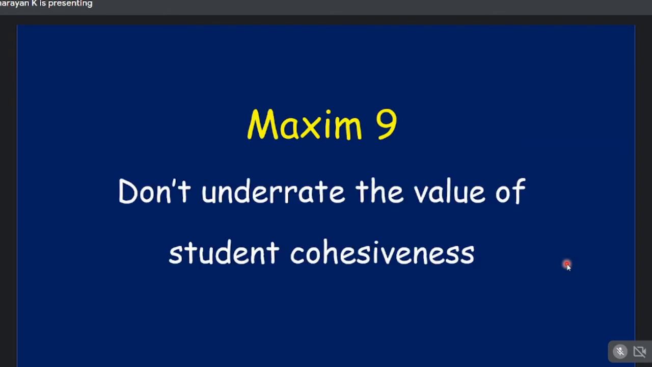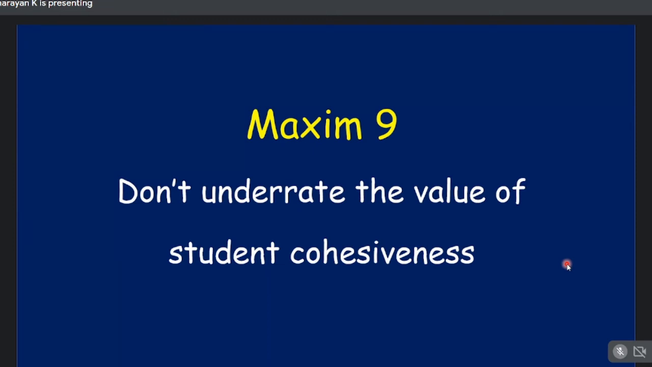Maxim 9, don't underrate the value of student cohesiveness. Today's students want to work together. They work in collaboration. Today's students are all what we call the alpha generation. Those born from 2011 onwards are referred to as the alpha generation. Prior to that are the centennials. Prior to that are the millennials.